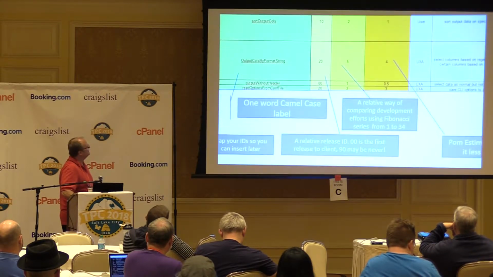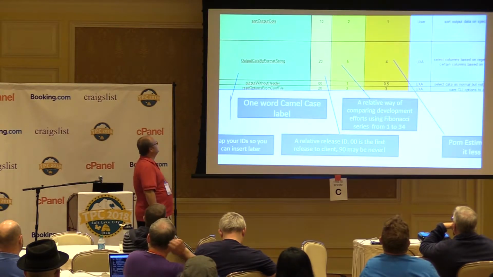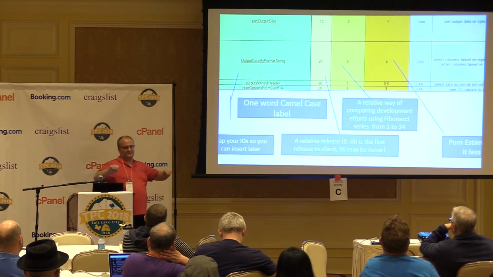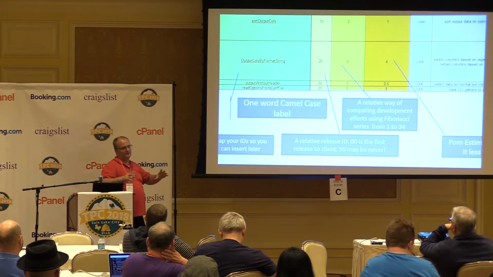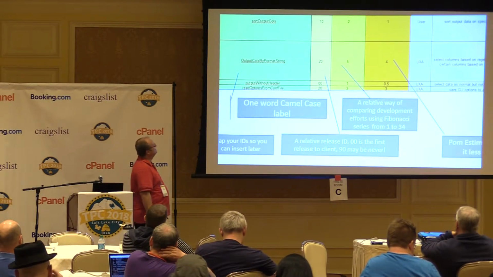I'm just going to go down the bottom here. Yeah, okay. So you see here, we've got that one-word camel case label. I still go with the camel case because the snake case is going to come in later on when we're doing unit tests and conditions and things along those lines.